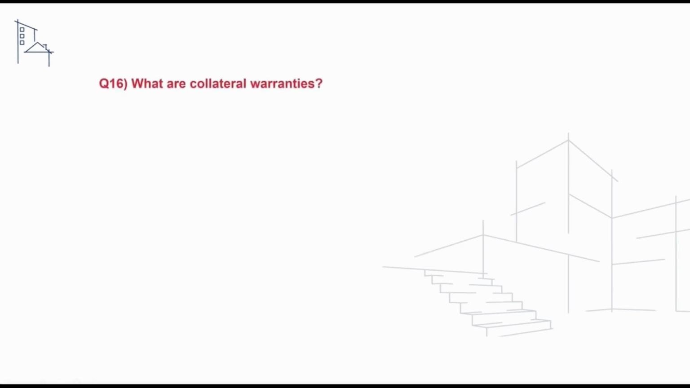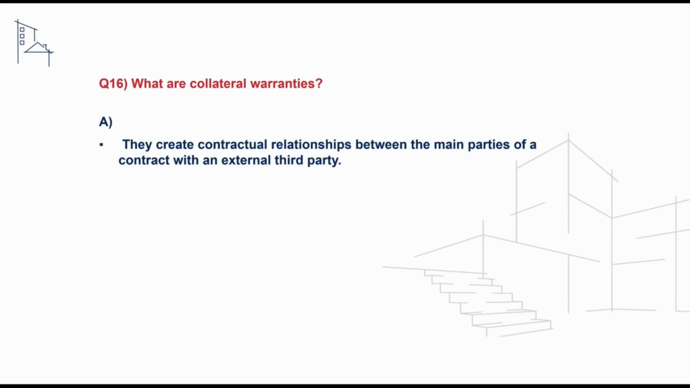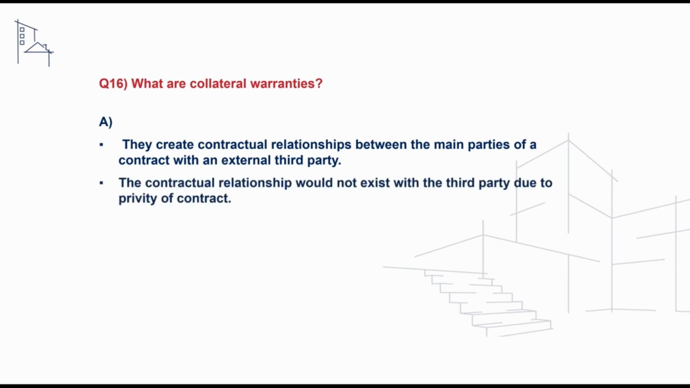The next question we'll take a look at is checking the candidate's understanding of the term collateral warranties. Candidates can advise that collateral warranties create contract relationships between the main parties of a contract with an external third party. The contractual relationship would not exist with the third party due to privity of contract.